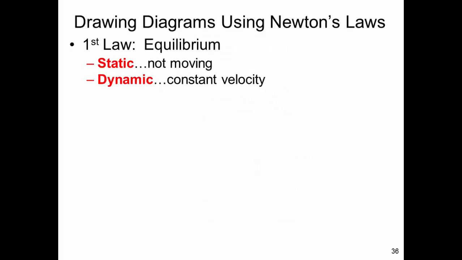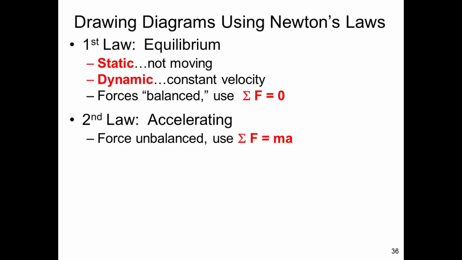So reviewing our 3 laws, the first law, of course, covers equilibrium, and we have both static equilibrium and dynamic equilibrium. And the key there is once we have our diagram set up, we get to sum up our forces and set them equal to 0. The second law takes over where the first law leaves off. If we're not moving or at constant velocity, then we must be accelerating, and that's where the second law is. And of course, there's a slight change to the equation. The sum of the forces equals mass times acceleration.